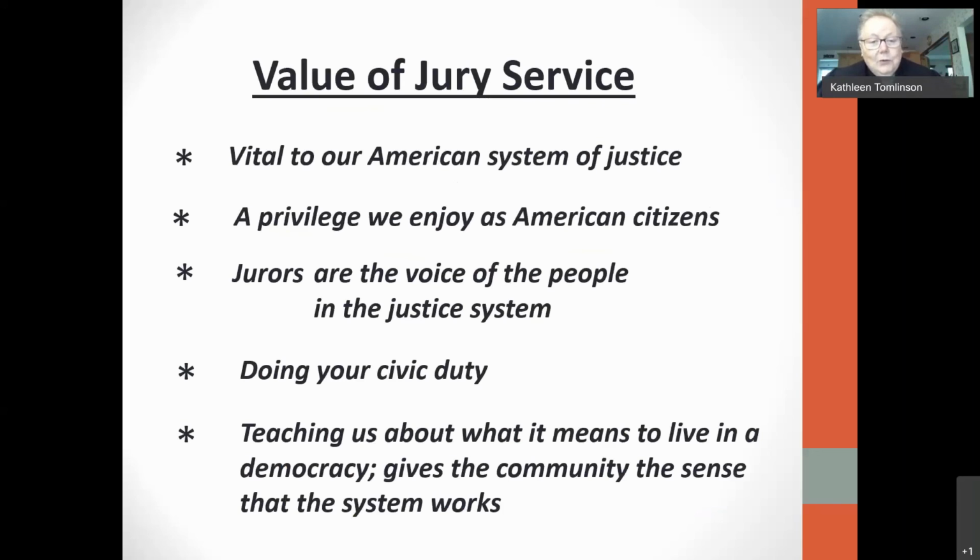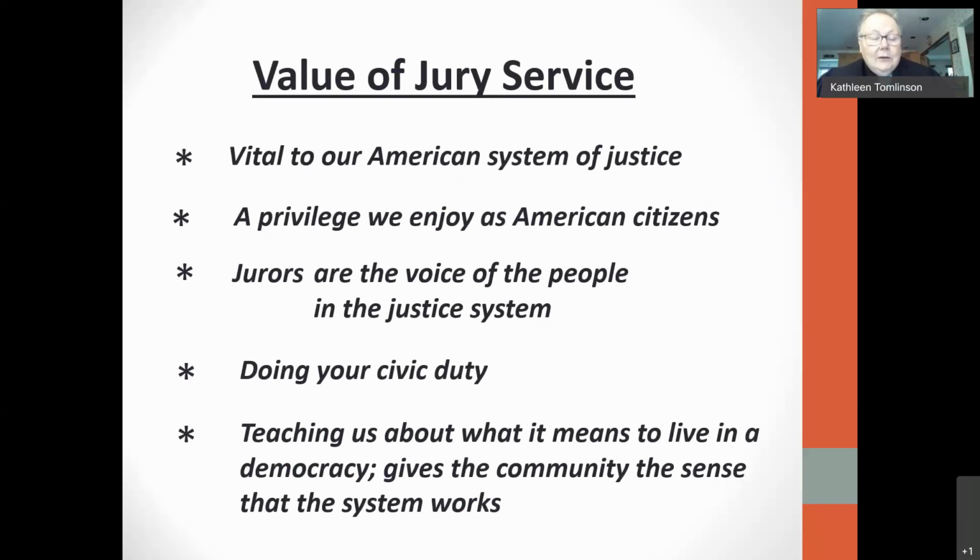And I just want to leave you with some idea of how valuable jury service is here and why it's so important for each and every one of you to become involved in working as a juror and serving as a juror when the time comes. It's very vital to our American system of justice. Without jury trials, people would not get an opportunity to hear their cases heard or to reach a decision.